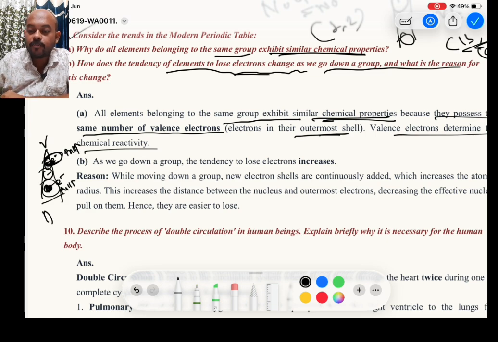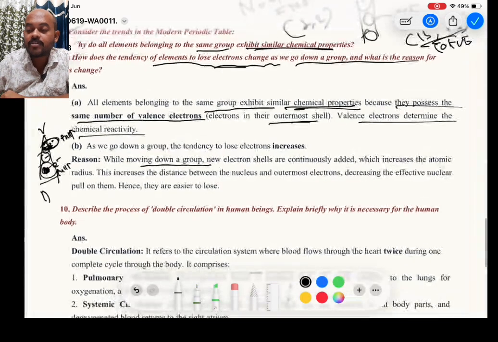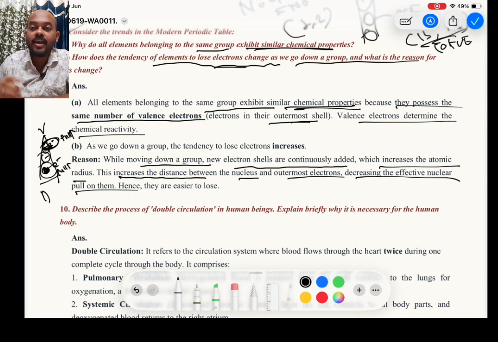How does the tendency of the elements to lose electrons change as we go down? While moving down a group, new electron shells are continuously added, which increases the atomic radius. The atomic radius means what? The distance between the nucleus and the outermost electron is called atomic radius. This increases the distance between the nucleus and the outermost electron, decreasing the effective nuclear pull. Suppose this is the nucleus and this is the electron, as the electron goes away from the nucleus, the pull from the nucleus decreases, and easily this electron can go away from the shell. So this is what is explained here.